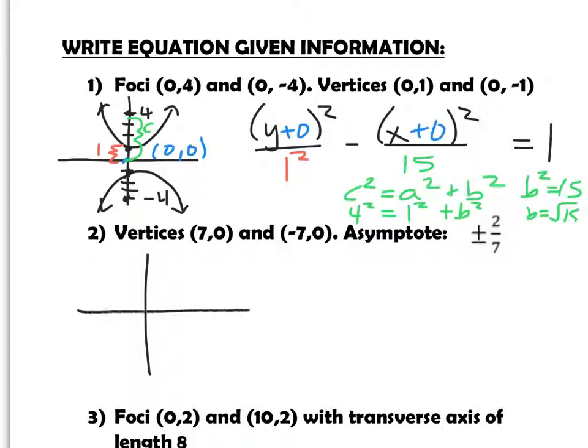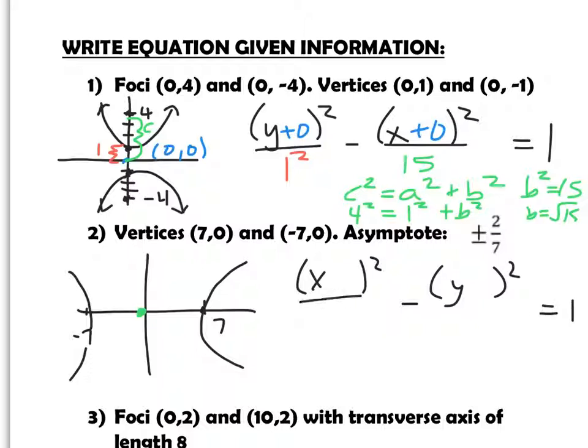So number 2, vertices at 7, 0 and -7, 0. So my center again is 0, 0. And since my vertices are changing horizontally, then this is going to be horizontal. So it's going to be x squared, y squared equals 1, and we have our fractions. So we have a center of 0, 0 again. And then my x distance is 7, so underneath x is going to be 7 squared.